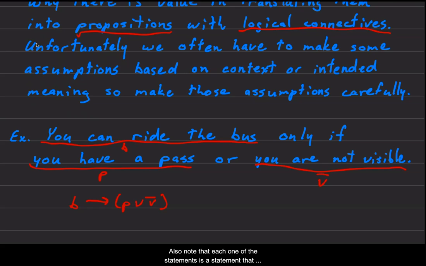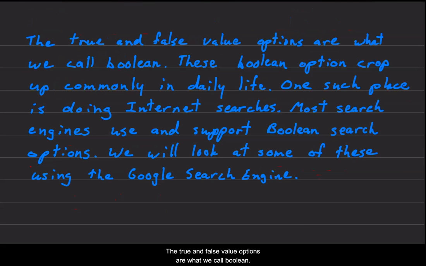Also note that each one of the statements either has a true or a false value. And that's a key to them becoming a proposition. The true and false value options are what we call Boolean. These Boolean options crop up commonly in daily life. One such place is doing internet searches. Most search engines use and support Boolean search options. We will look at some of these using the Google search engine.